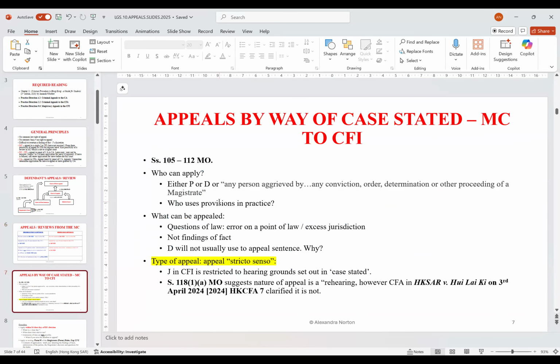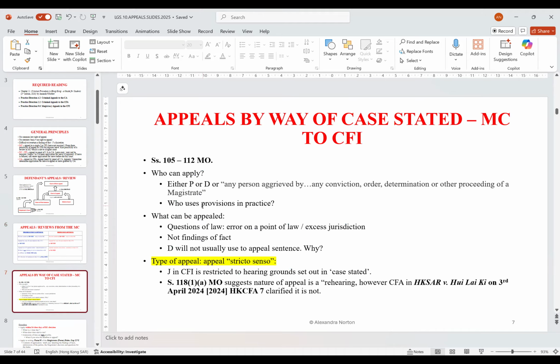But let's look first at appeals by way of case stated. You need to read the provisions of section 105 to 112 of the Magistrate's Ordinance. Either the prosecution or defense can use these provisions to appeal by way of case stated, but in practice, it is always done by the prosecution. The reason is that these provisions are more time consuming.